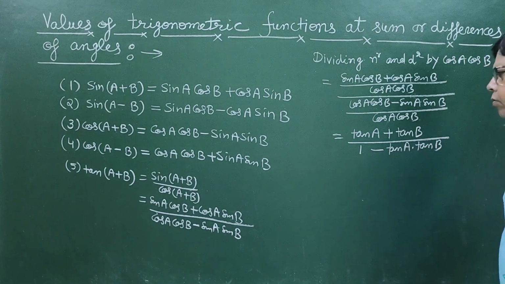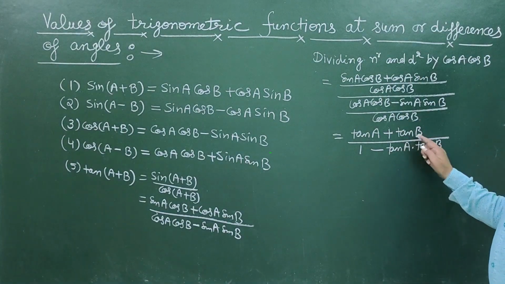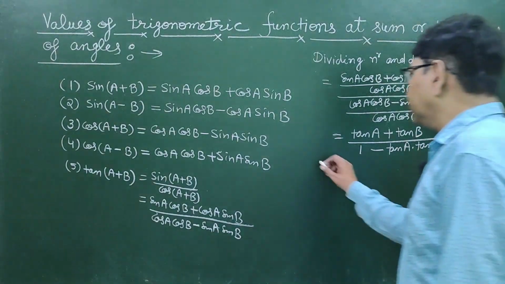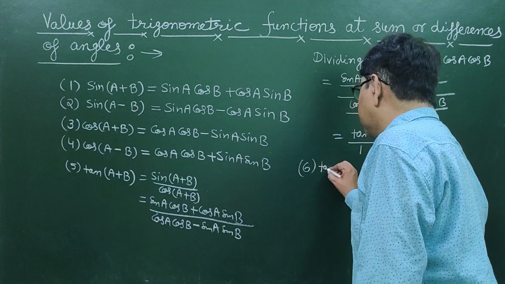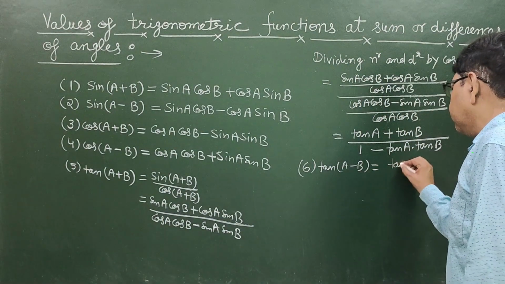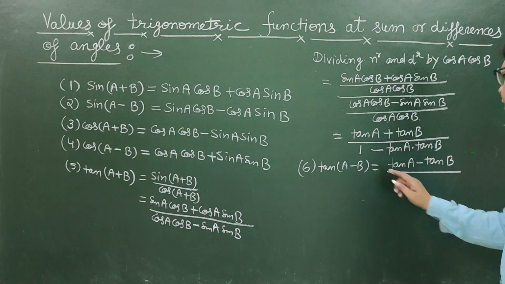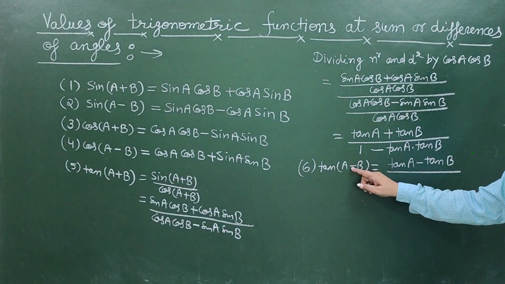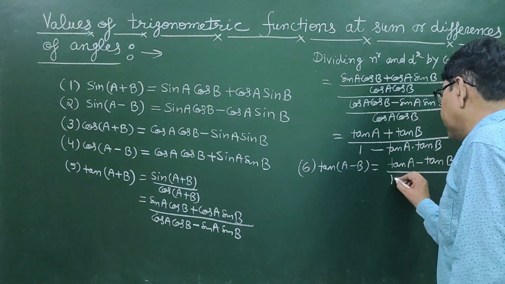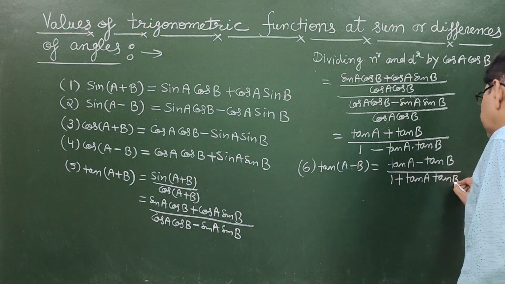So the formula for tan of A plus B is equal to (tan A plus tan B) upon (1 minus tan A into tan B). Similarly, we can derive the formula for tan A minus B, which is tan of A minus B is equal to tan A minus tan B. In the numerator, we have the same sign. Here the sign is minus, so we have minus here. And in the denominator, we have plus, 1 plus tan A tan B.